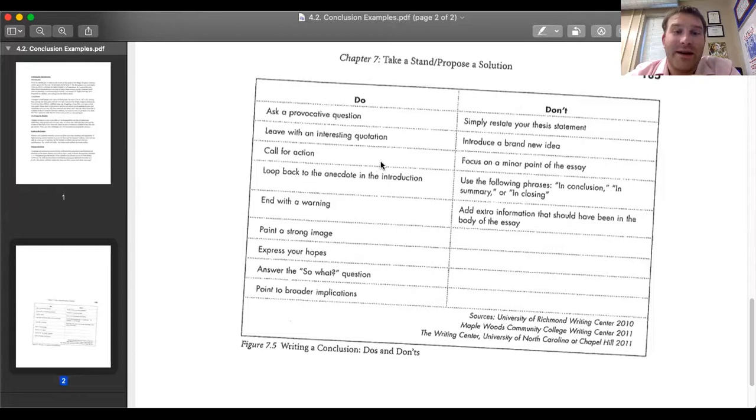You can paint a strong image, similar to using imagery. You can express your hopes. You can answer the question, so what? And you could point to broader implications, like if this happens, then this happens, then this happens, type of thing.